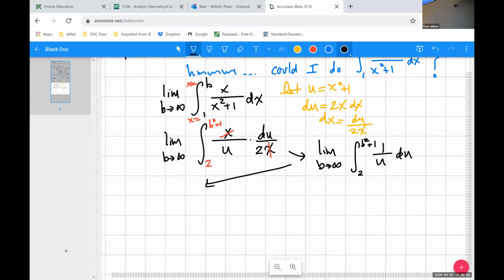So that's the limit as b tends to infinity. So the antiderivative of 1 over u du is ln of absolute value of u, but u is going from 2 to b squared plus 1. That's always positive, so I can just do ln of u evaluated from 2 to b squared plus 1.